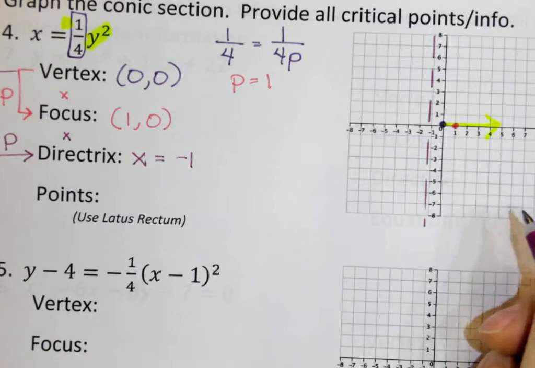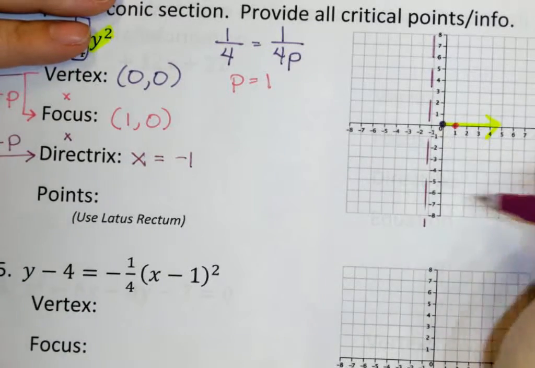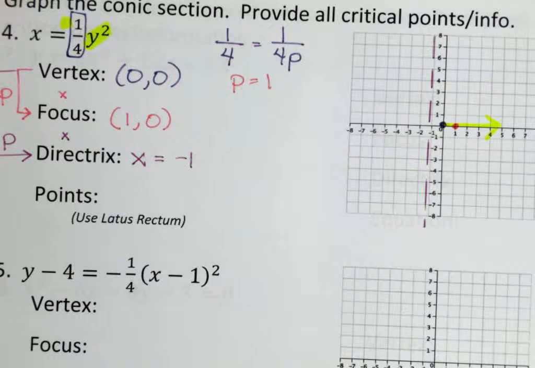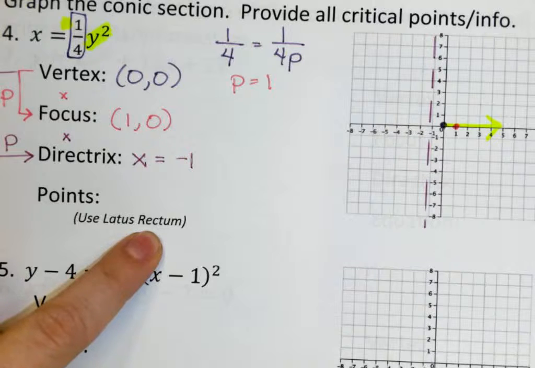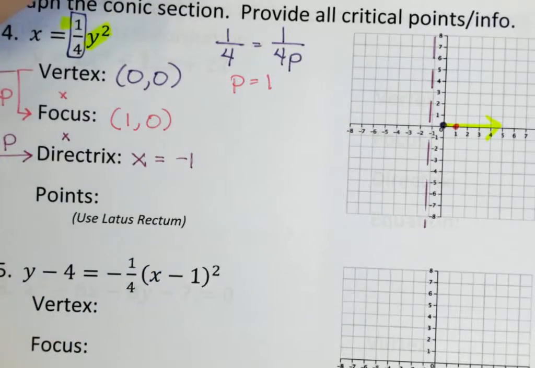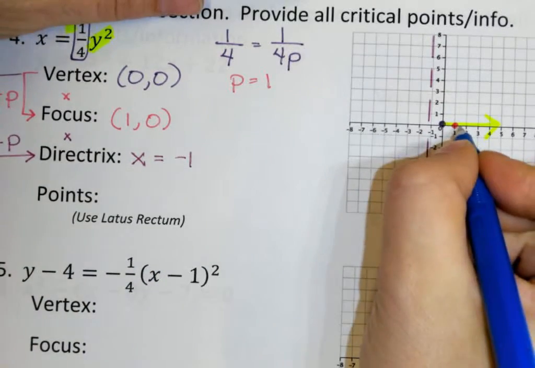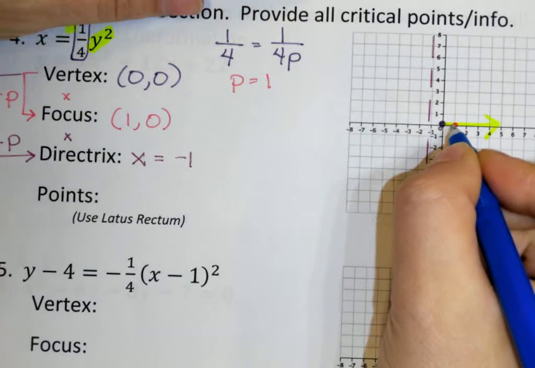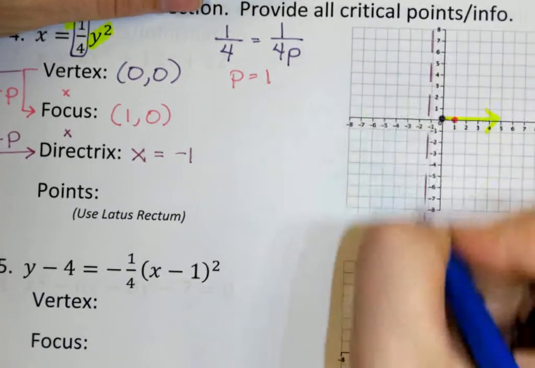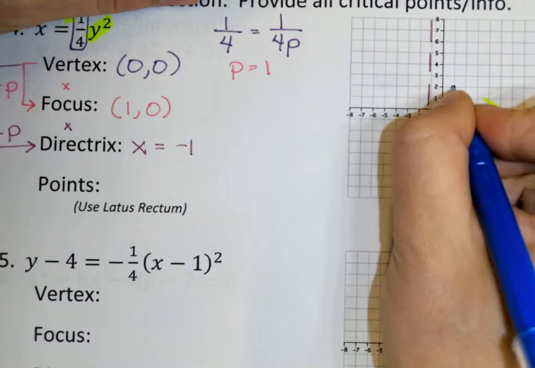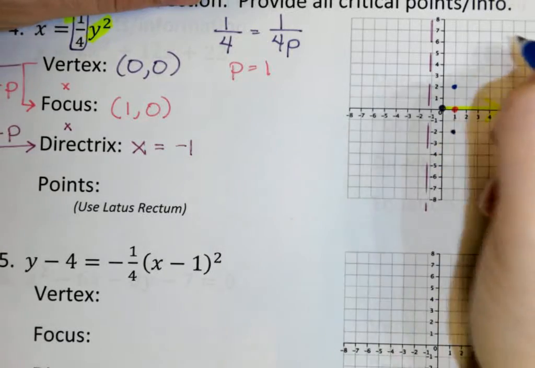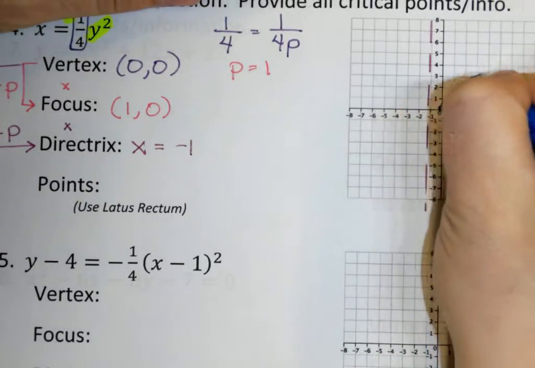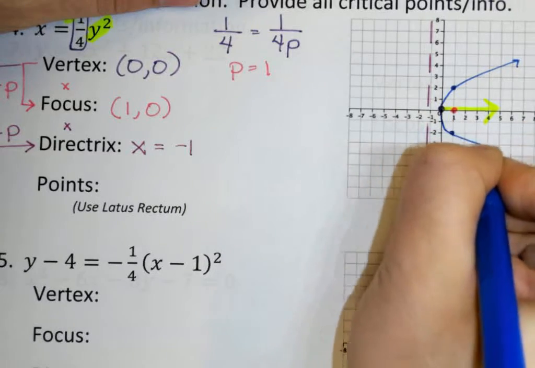Okay, there we go. And I know my graph is going to be opening in this direction, but what we don't know is quite how wide it's going to be. So here's the pain in the butt. We go out to our focus, and we're going to go 2P up and down, so in the direction of our directrix. So I'm going to go up 2P, down 2P. Those are the points. That's called my latus rectum. And then I'm just going to draw through those points for my parabola.